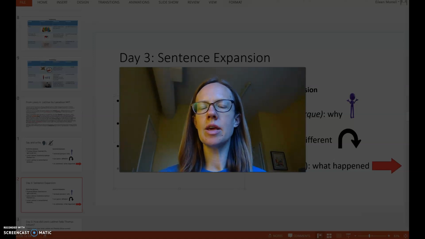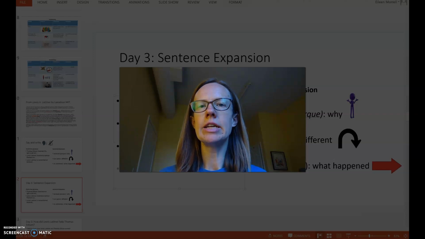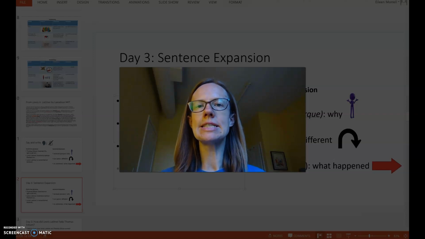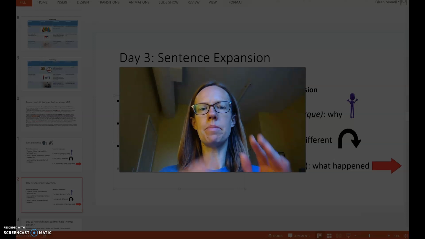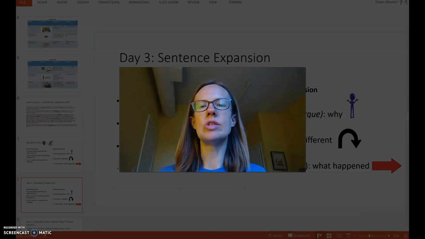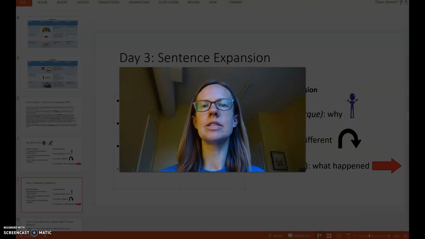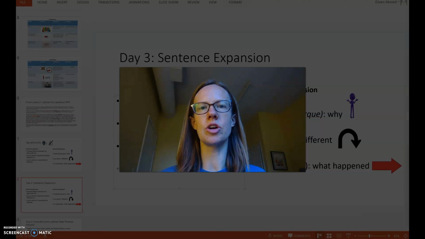It's Thursday, May 14th. Today we are going to do sentence expansion, making sentences bigger using because, but, and so with Latimer and Thomas Edison. Let's get started.